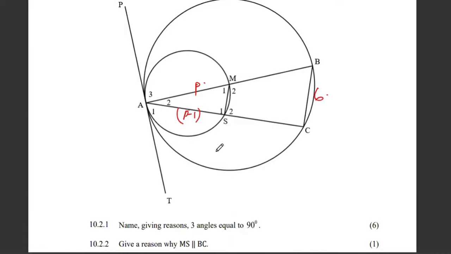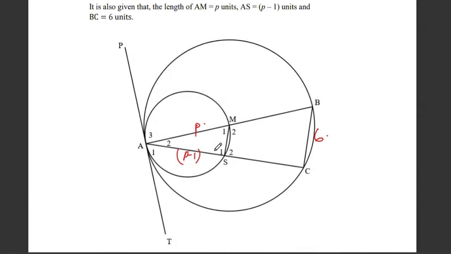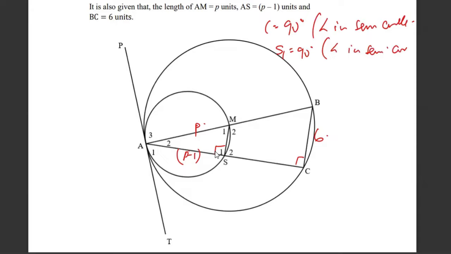Name 3 other angles that are equal to 90. So step number 1, if this is a diameter, the angle C is a 90. Reason, angle in a semicircle. Then we know that S1 is also going to be a 90. Same reason, angle in a semicircle. And then we can also have A3. That is tangent perpendicular to radius or tangent perpendicular to the diameter. So A3, S1, and C.